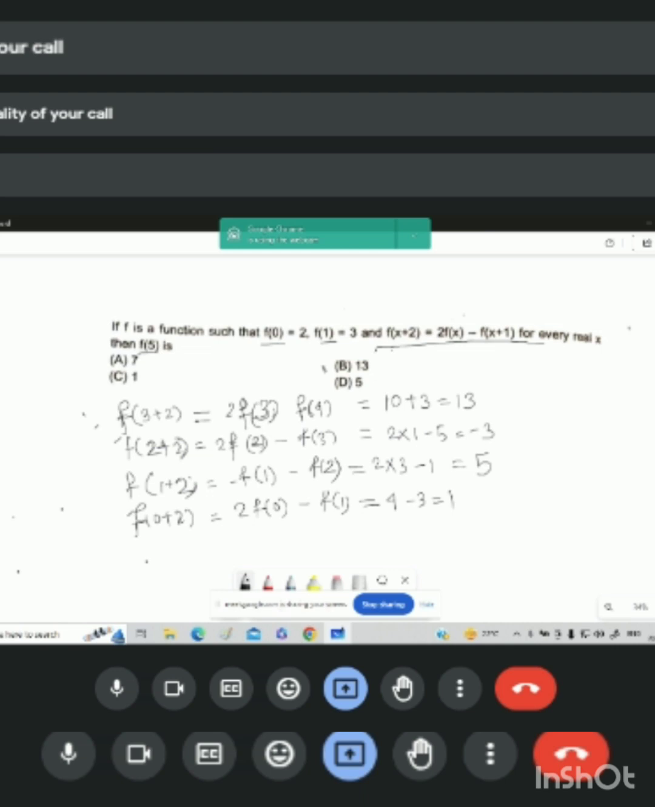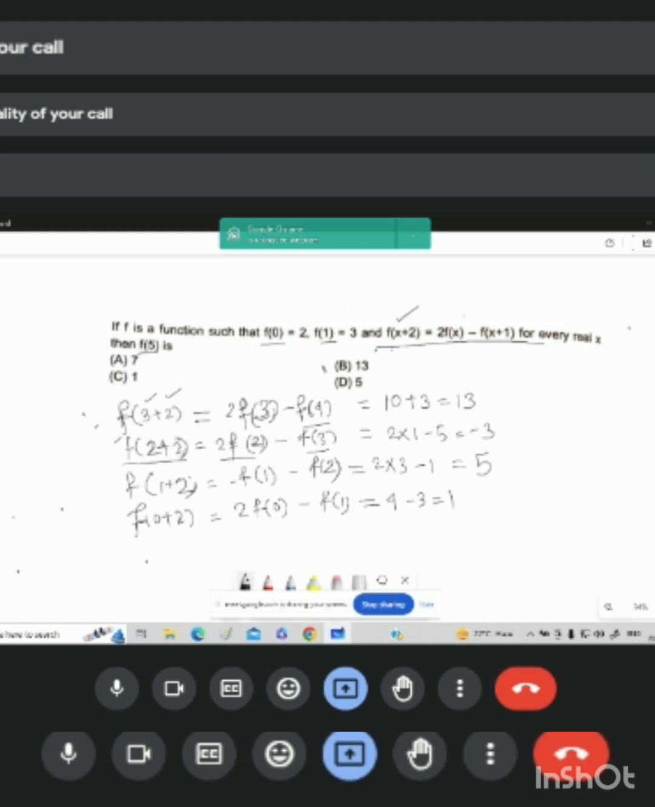To find the value of f(5) you have to put the value x as 3, so f(3+2) equals 2f(3) minus f(4). Again, you have to find the value of f(4). So you have to put x as 2 and f(2+2) equals 2f(2) minus f(3).